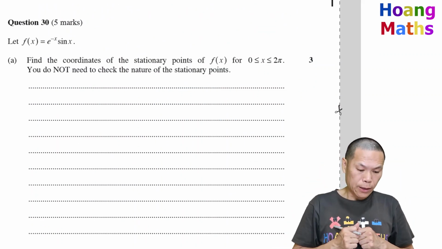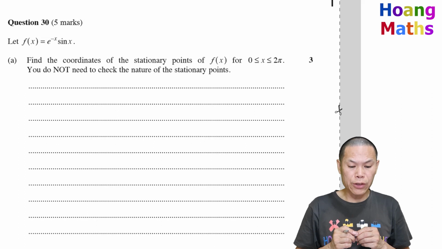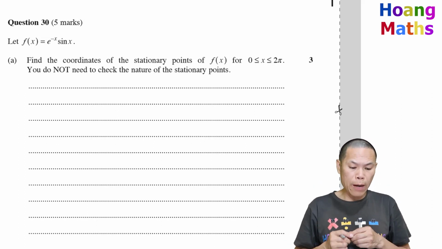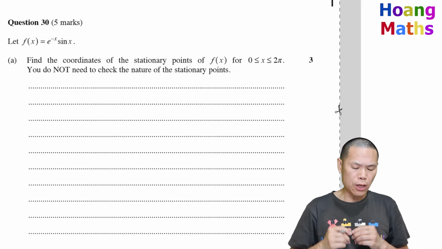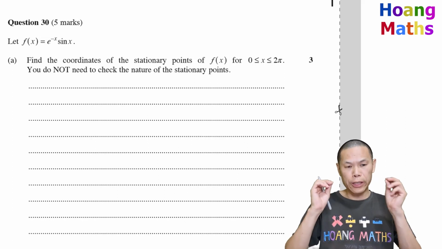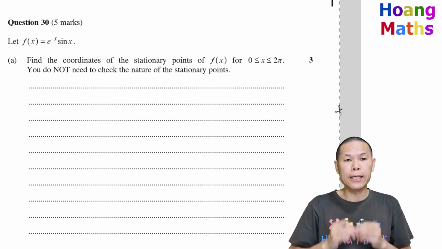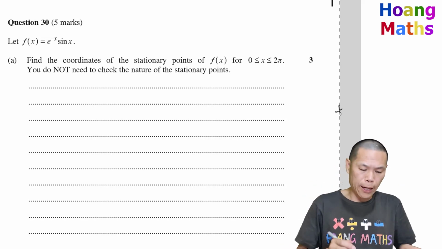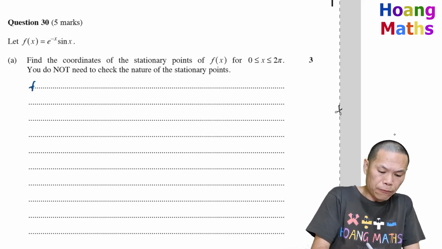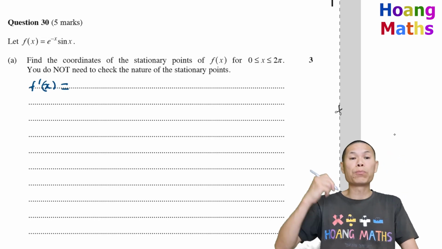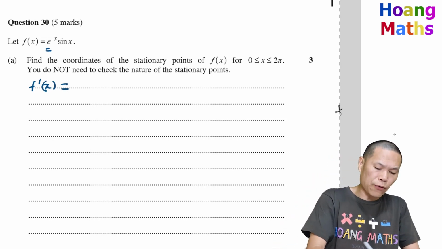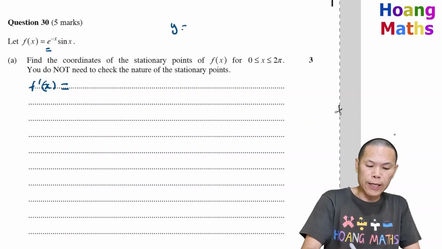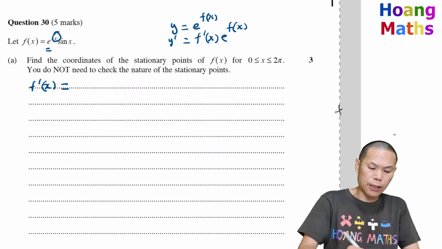Question 30. We need to find the coordinate of the stationary points, and we do not have to check the nature. So in other words, f dash x is equal to 0, and we just solve for it. So f dash x, we use product rule. We differentiate the first function. If y is e to the f of x, y dash must be f dash x e to the f of x. So if I differentiate this, it gives me -1.